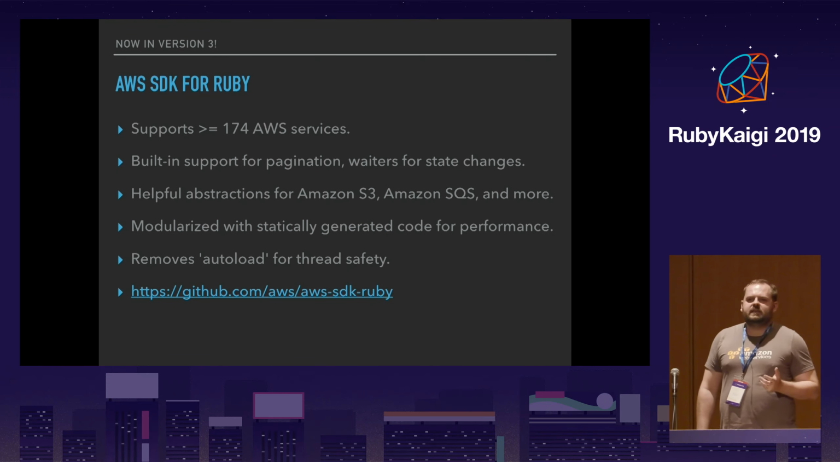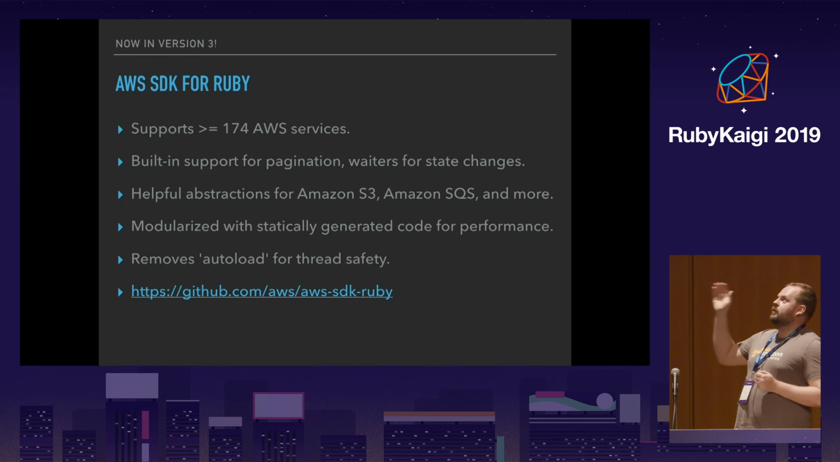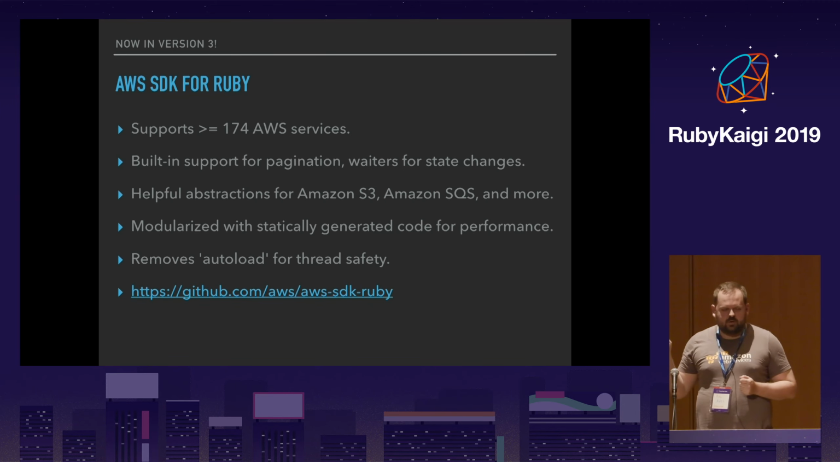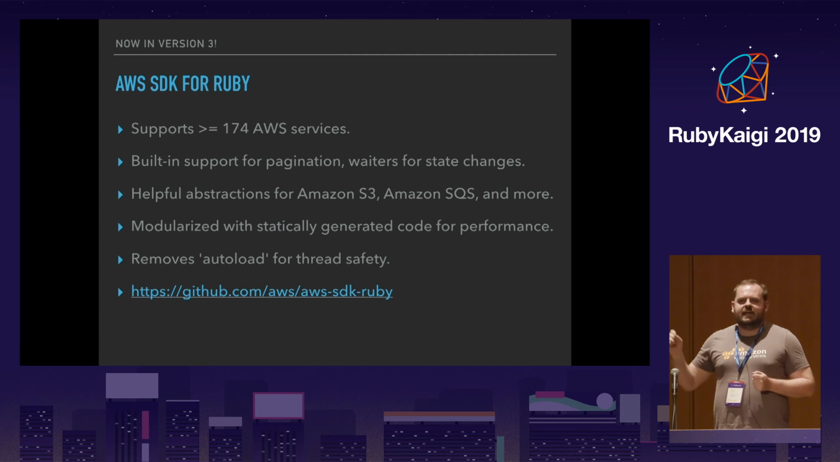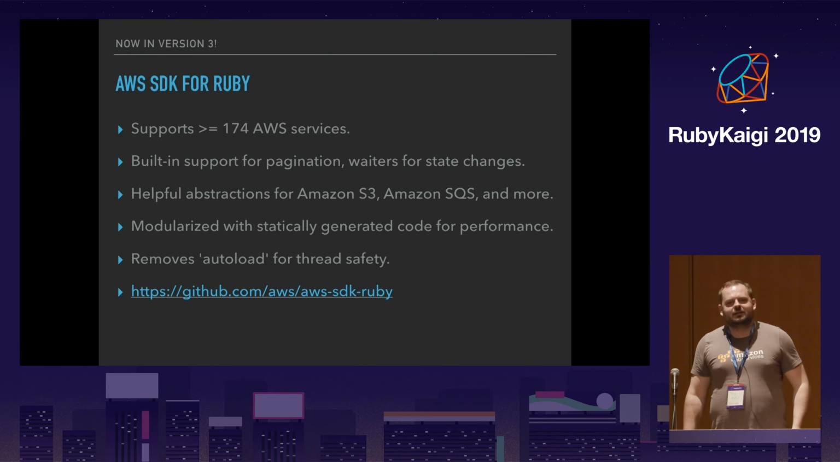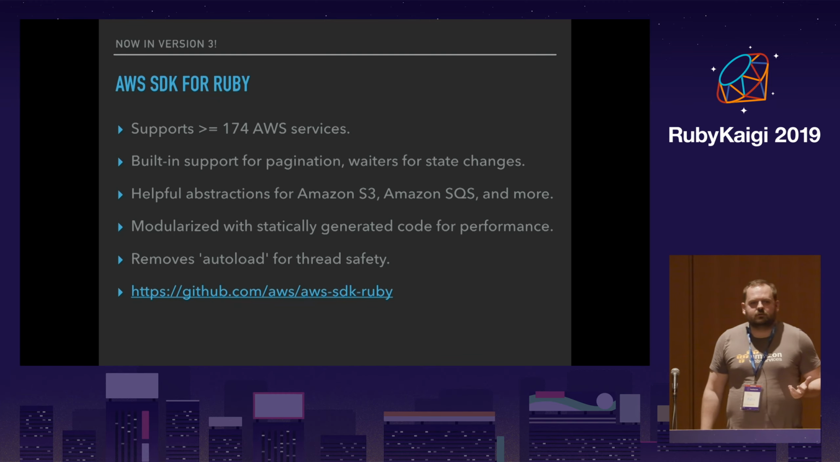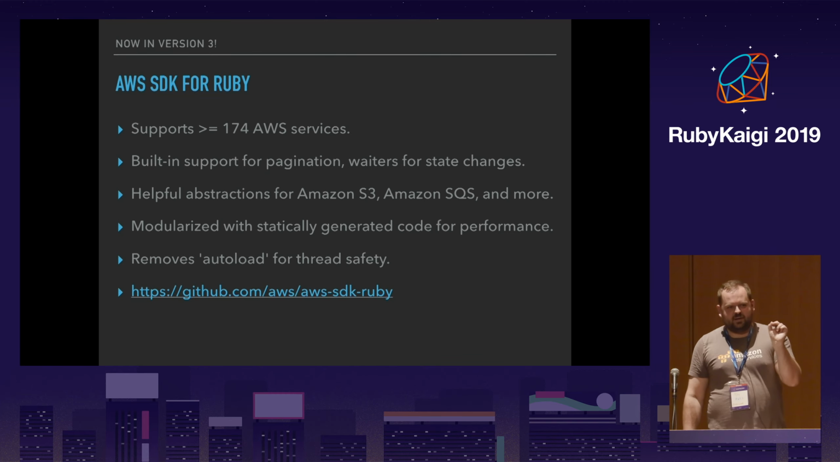So there's also the AWS SDK for Ruby. So this is the project that I've been working on for myself and others for almost 6 years now. I will say right now that we support greater than or equal to 174 AWS services. I add the caveat because I'm pretty sure that it's more than that by now. So every time I make this slide, it's wrong. But it is at least 174 different services.